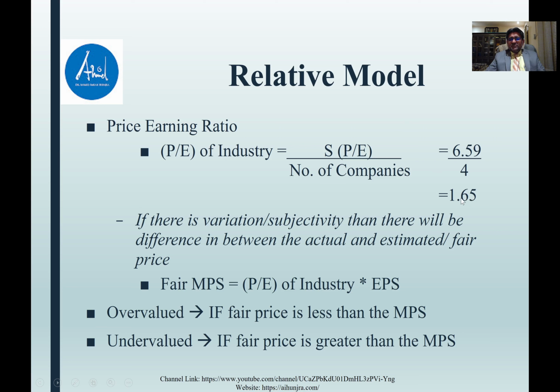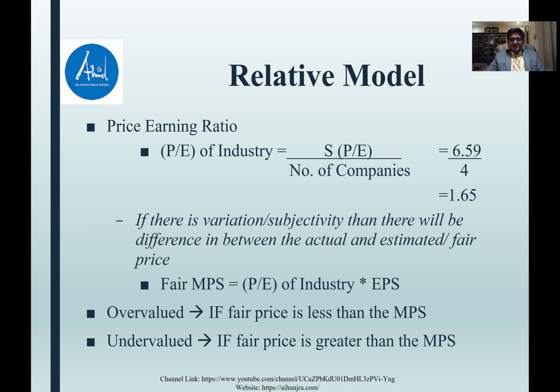If there is variation or subjectivity, then there will be a difference between the actual and estimated fair price. How can we find the fair price? Price to earning ratio of the industry multiplied by earning per share. Then we can calculate the fair price of the stock of each company. The outcome will be either overvalued or undervalued.